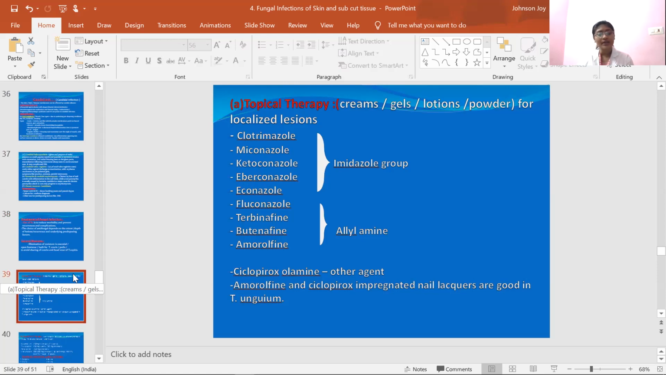Now, other agents like ciclopirox olamine can be advised. Amorolfine and ciclopirox impregnated nail lacquers are also good in tinea unguium. For tinea unguium, or tinea nail infections, you can apply the antifungal creams, and lacquer, that means like nail polish, formulations are available for ciclopirox and amorolfine.